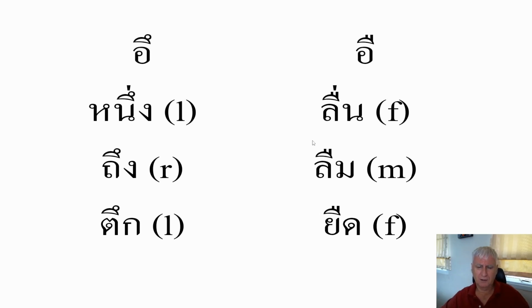Next word, same initial consonant, the lo-ling L, but a different final consonant. This is the mo-ma M, and it's got a mid-tone, loom, which just means to forget. You forgot something.